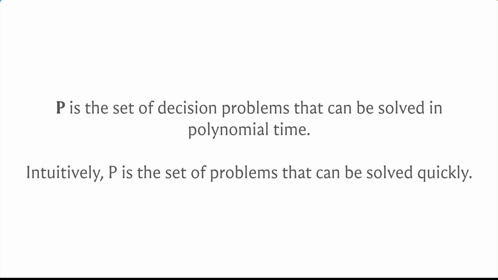So for example, you could think about decision variants of problems like spanning tree, shortest path, and things like that. All of that would fall in P. So P stands for problems that can be solved quickly.